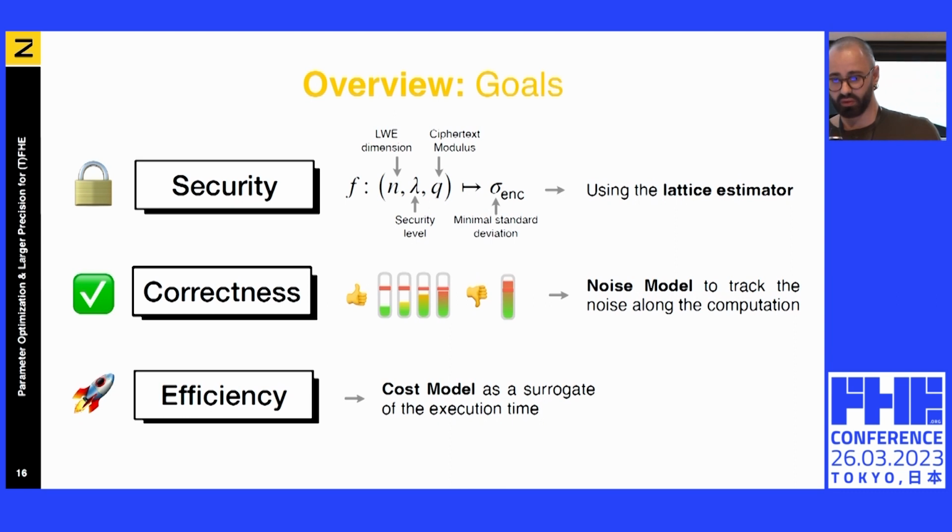Then we have a second goal, correctness, and to guarantee that, we need a noise model, right? Because the noise is responsible for corrupting messages, so we need to have a good noise model to make sure that it doesn't happen. And finally, for the efficiency, we need a cost model, right? Because we're not going to benchmark the 2 to the power of 40 parameter sets that are possible. We need something to help us compare parameter sets together without having to benchmark them.